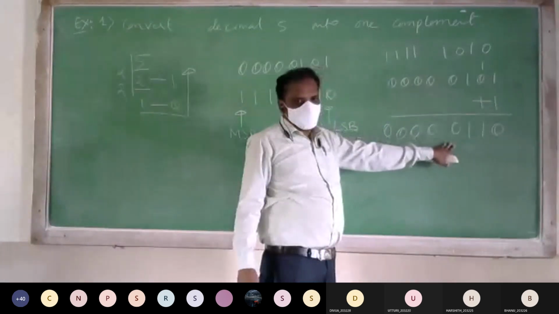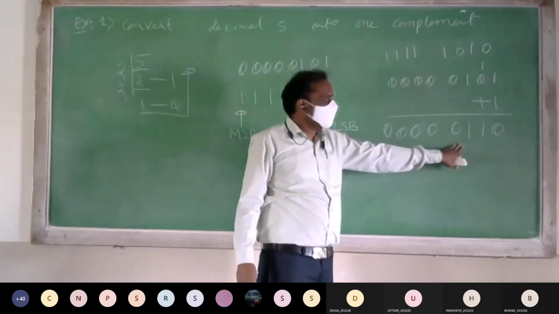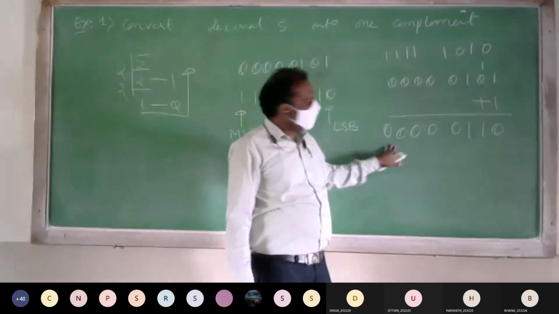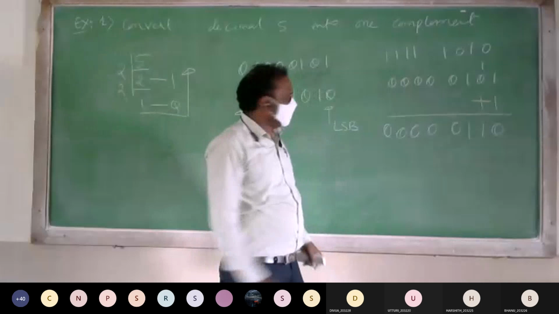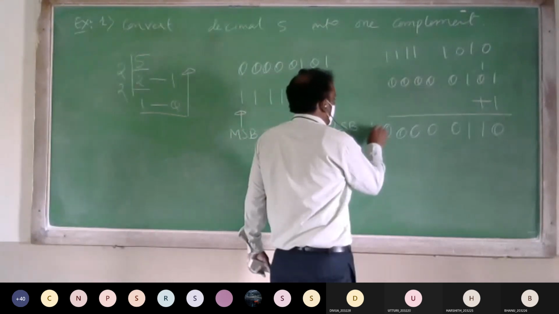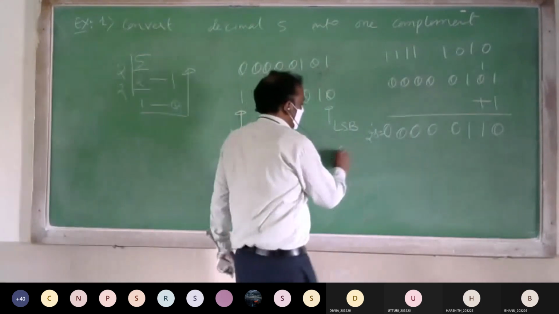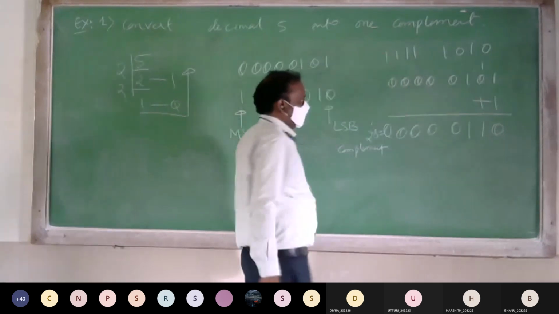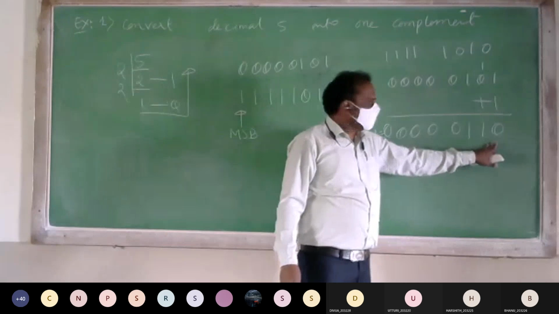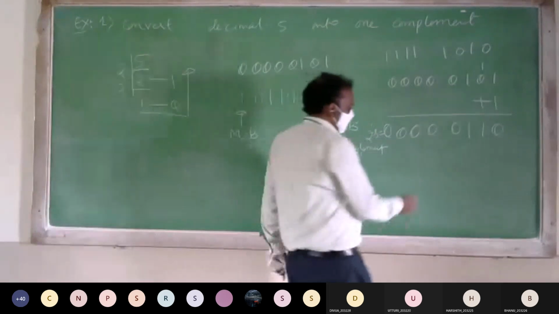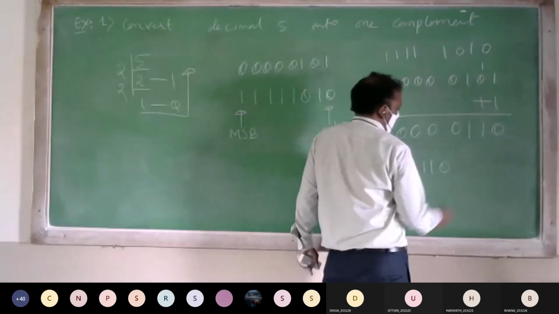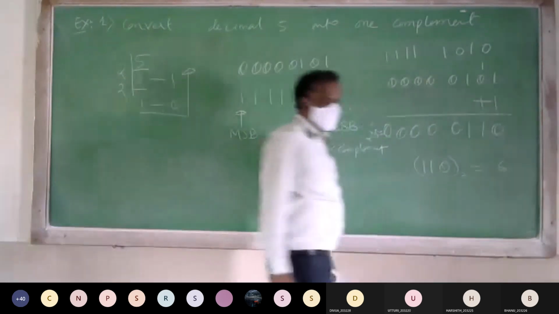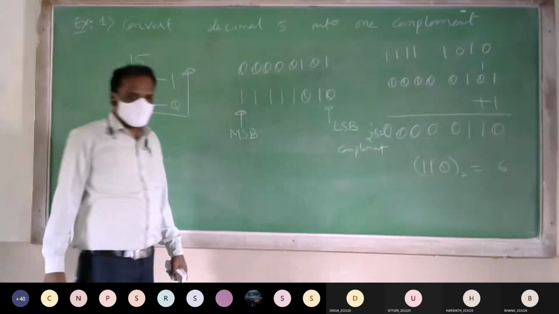So this is the 2's complement form. This is in binary. What is the decimal value of this one? This is the 2's complement of this number. Now, this is the binary value. What is the decimal value? 110 is nothing but 6.